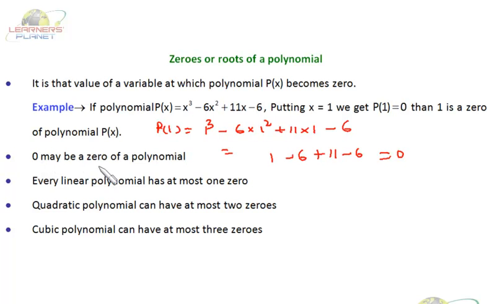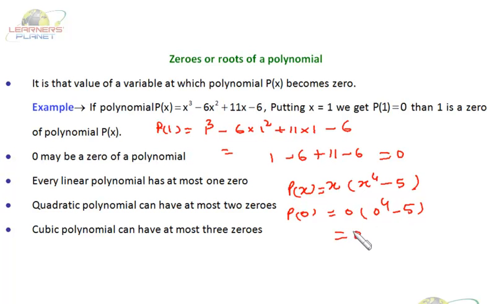Now 0 may also be a zero of a polynomial. Suppose I have a polynomial like x^4 minus 5x, and suppose it is a polynomial p(x). If I put x as 0, the value of this expression will be 0. That means 0 is a zero or root of this polynomial.